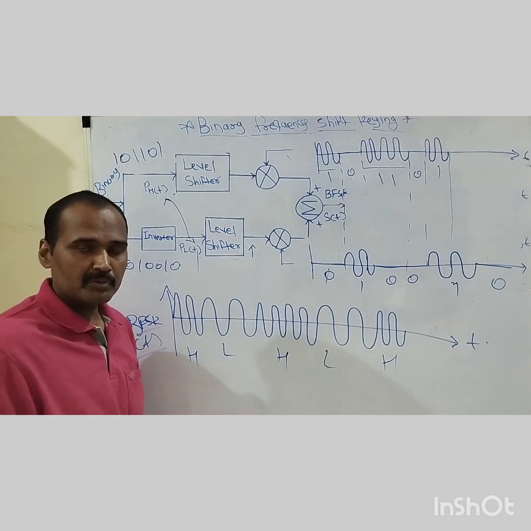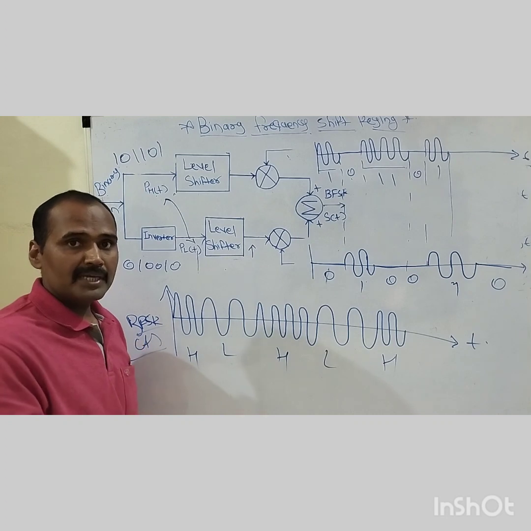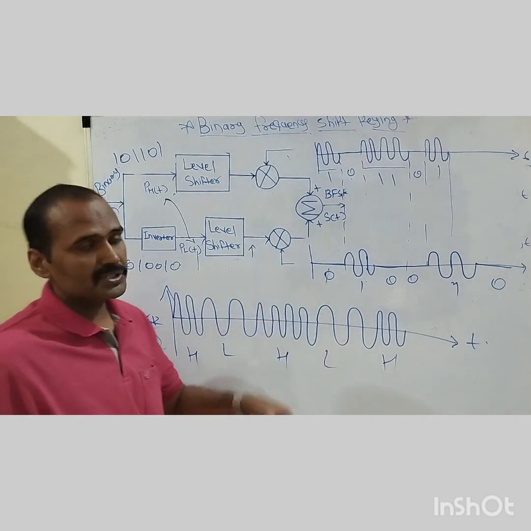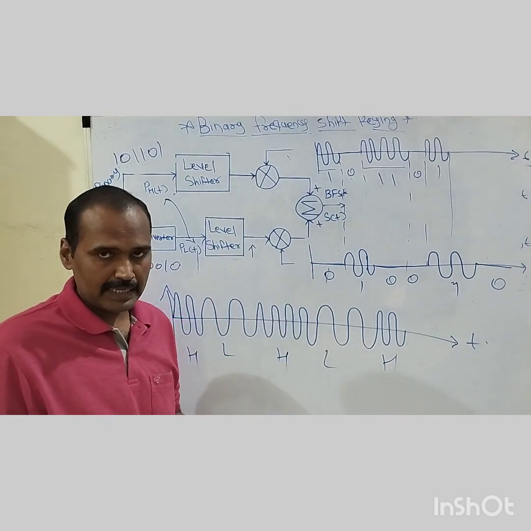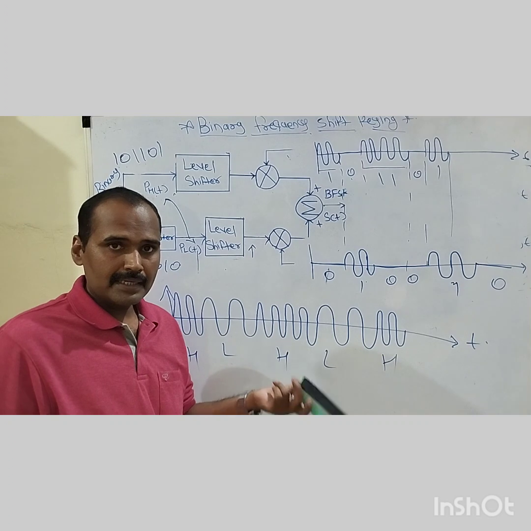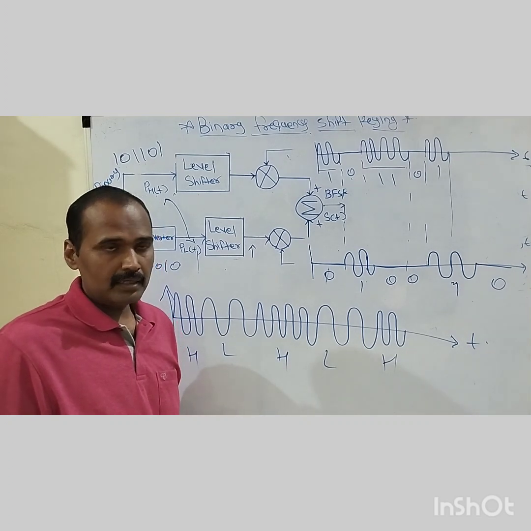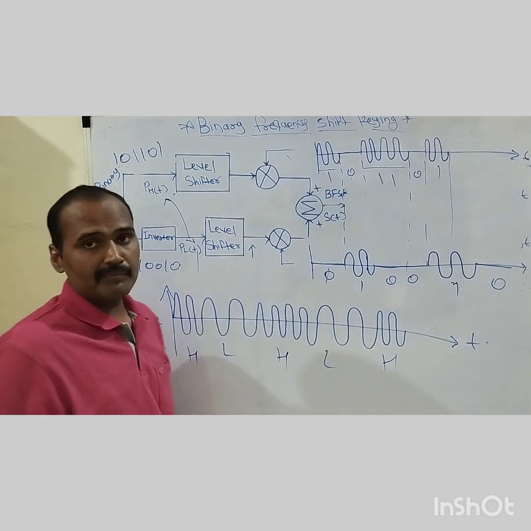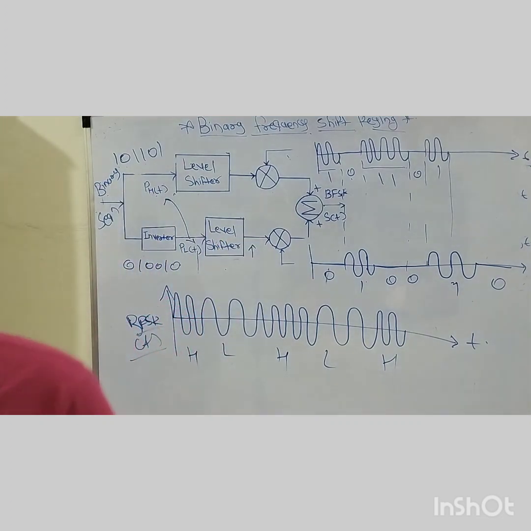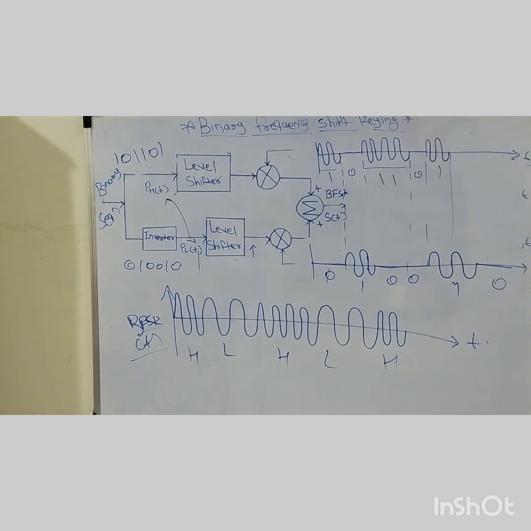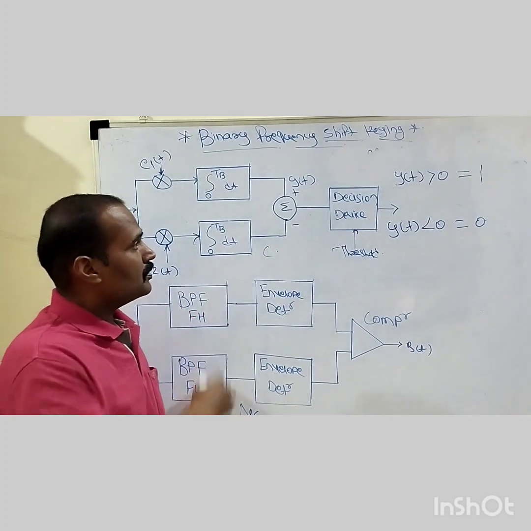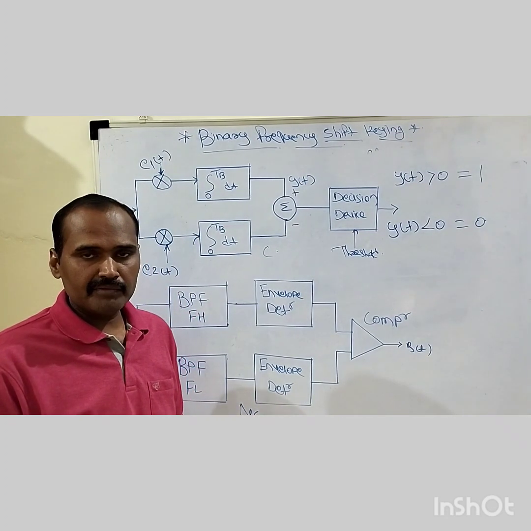So the remaining part is how the symbols are being demodulated from this given envelope. As I told you earlier, in case of digital modulation, there are two types of detectors: one is coherent and another is non-coherent. So let us quickly go through the coherent and non-coherent detector in case of the binary frequency shift keying technique. Okay, so this is how the coherent and non-coherent detector will look in case of binary frequency shift keying.